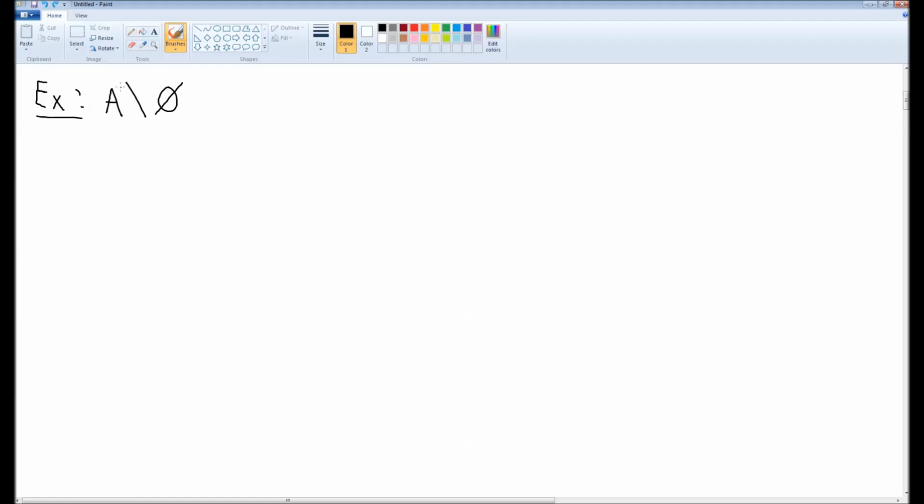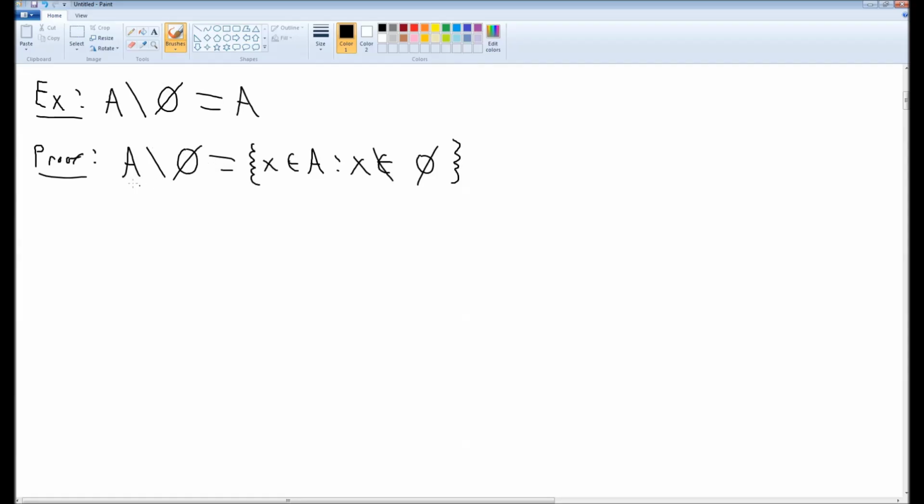Here's another example. If you have a set A, then the difference of A with the empty set is just going to be A. The reason for that is that this is just the set of things in A which are not in the empty set. But since the empty set contains no elements, this part's always true. So the set of things which are in A for which true holds is just A.